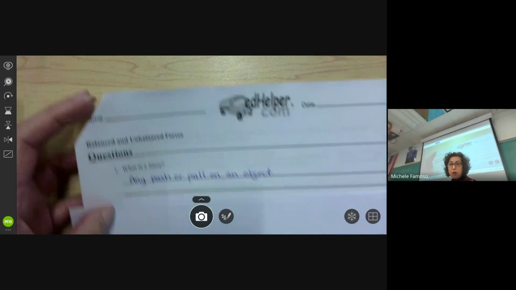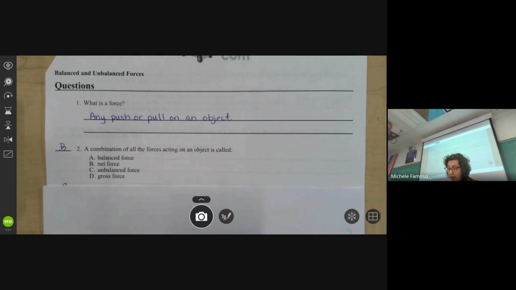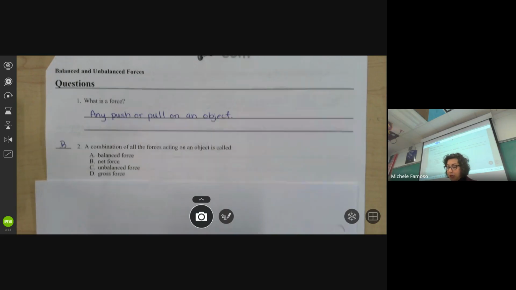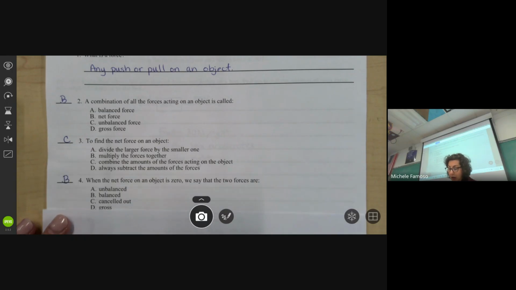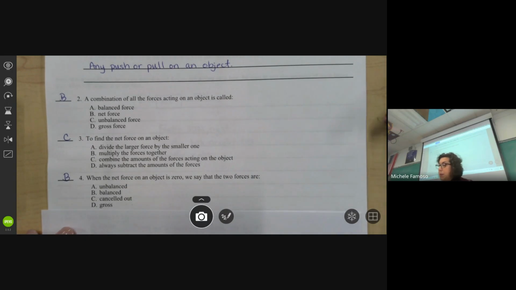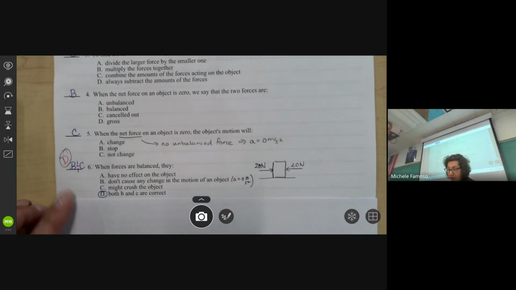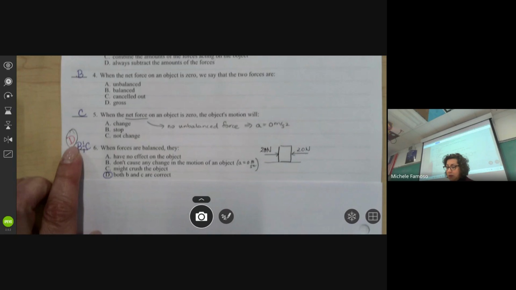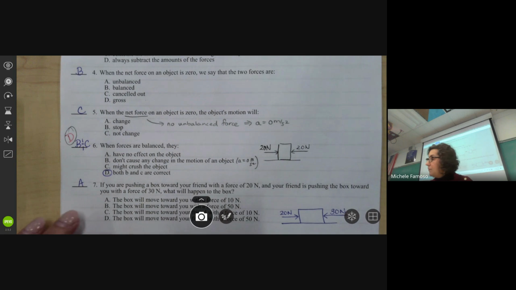Okay, what is a force? It's any push or pull on an object. Number 2 is choice B. Number 3 is choice C. Number 4 is choice B. Number 5 is choice C. Number 6 is choice D. Number 7 is choice A. Do you want to go over any of those?